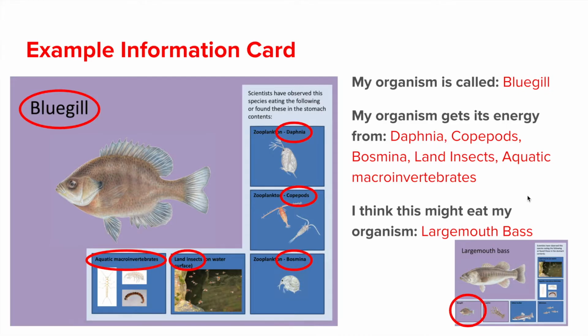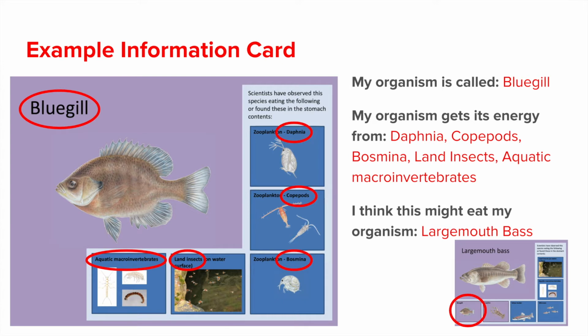And I have a slightly more complex example here with the bluegill. This is a fish that was introduced into Lake Tahoe. Again, you can find the name of your organism in the upper left-hand corner, bluegill, and write that here. And then, where does your organism get its energy from? We phrased it this way because some of the organisms are plants and some are animals. So animals get their energy from eating other organisms, whereas plants get their energy from photosynthesis.